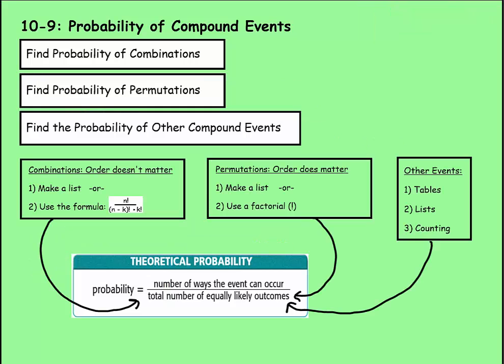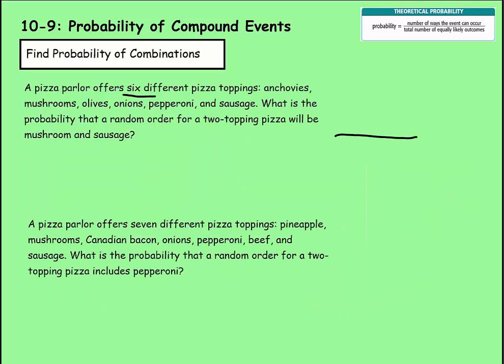Well, if we go back to our formula, remember we have n factorial over n minus k factorial times k factorial. You can pause this if you didn't watch last lesson. So n is the total number to choose from, and k is the size of your group. So size would be 2 of a group. So it would be 6 factorial over 6 minus 2 factorial times 2 factorial.